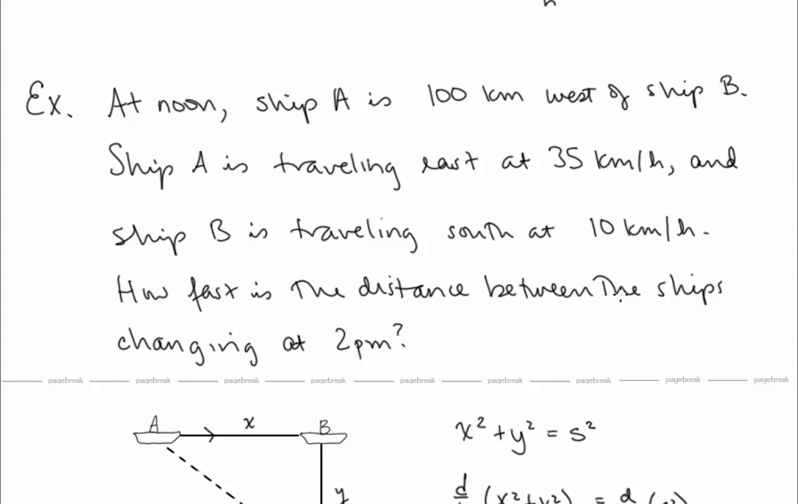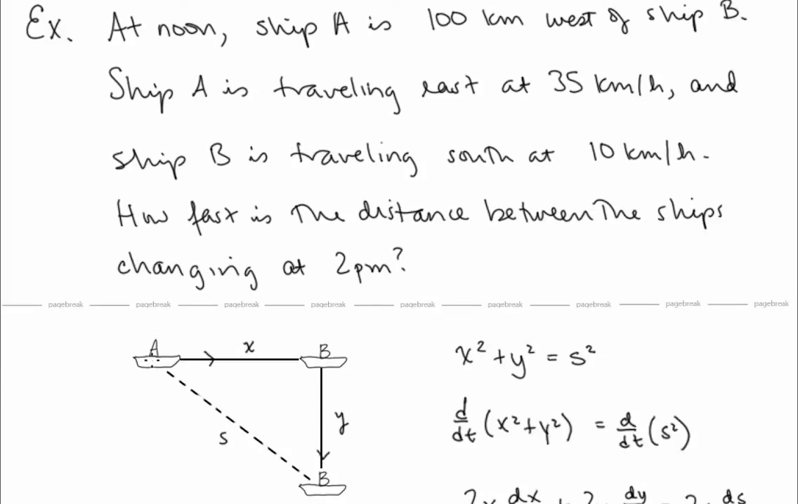At noon, ship A is 100 kilometers west of ship B. Ship A is traveling east at 35 kilometers per hour, and ship B is traveling south at 10 kilometers per hour. How fast is the distance between the ships changing at 2 p.m.? Okay, at noon, we have ship A over here. It's 100 kilometers west of ship B. So at noon, the distance between A and B is 100 kilometers, but that distance is changing because ship A is traveling east and ship B is traveling south.